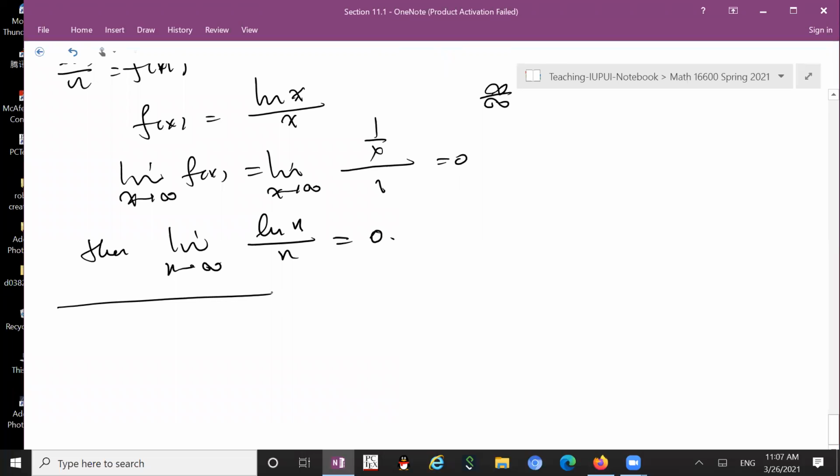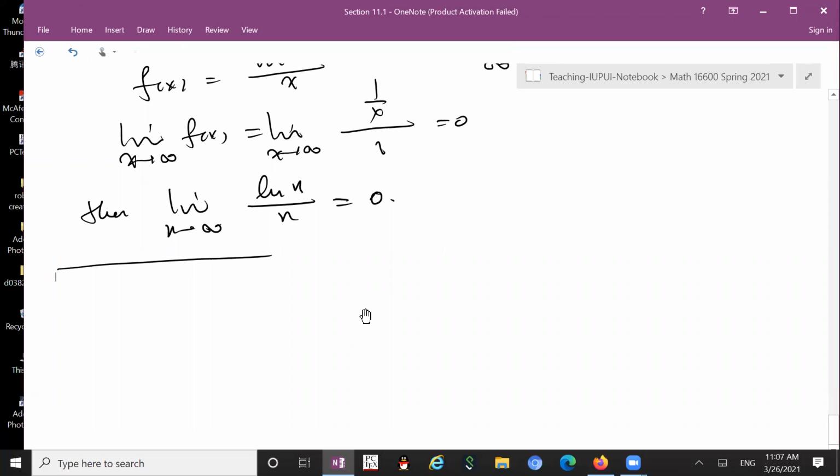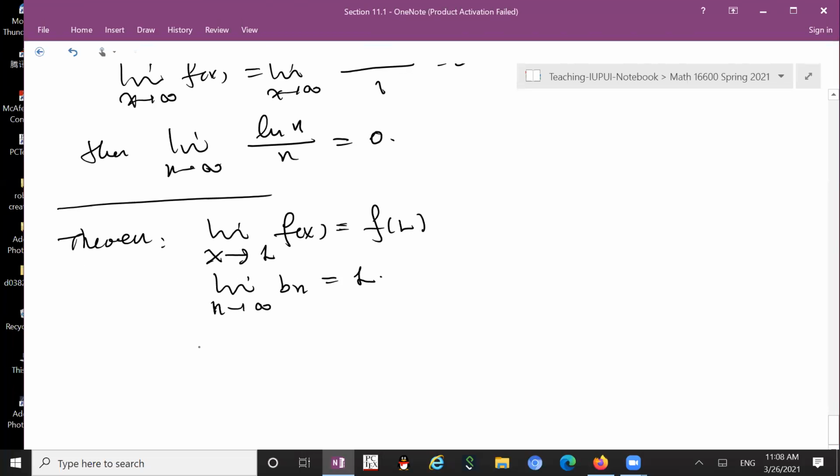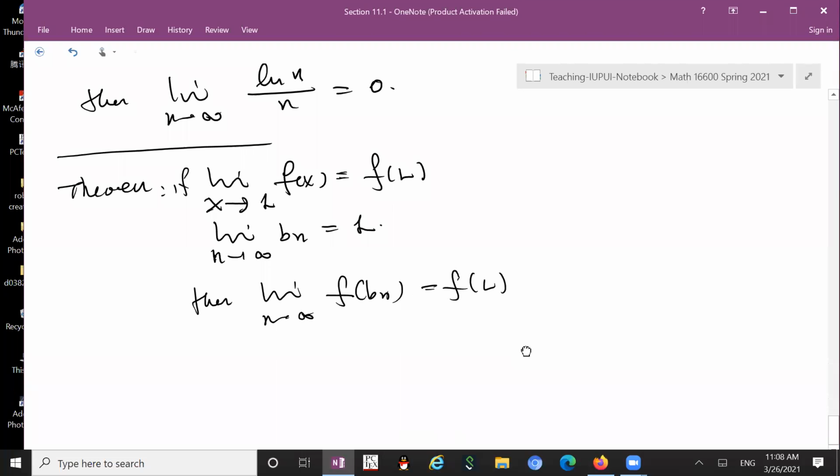Now, sometimes, let me state the theorem again. Sometimes we have a function f where, as x approaches L, this has a limit. f is a continuous function. If we know the limit of b_n equals L, then the limit of f of b_n, which is another sequence, is going to be f of L. So as long as f is continuous at L, if b_n approaches L, then f of b_n approaches f of L. That's obvious, right?